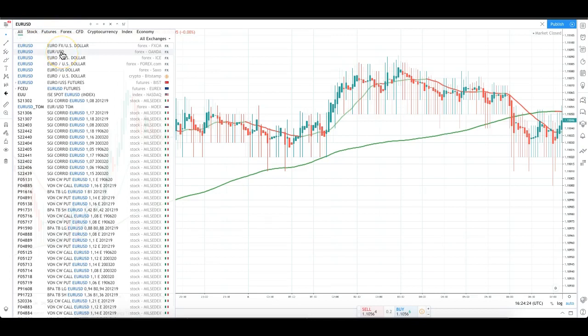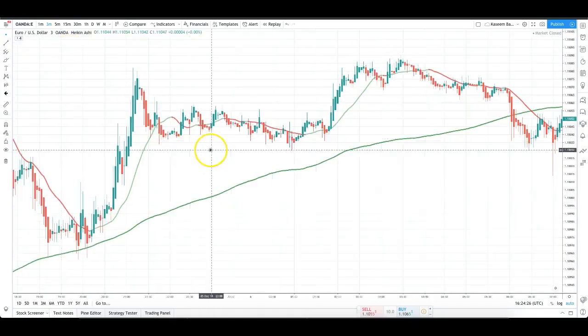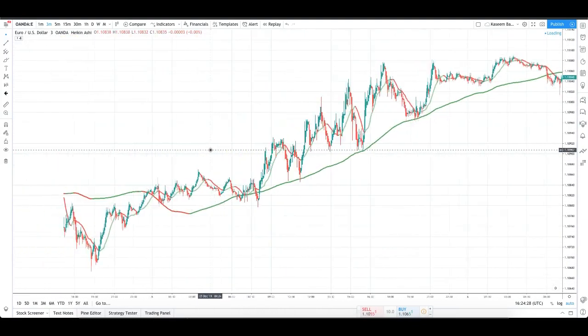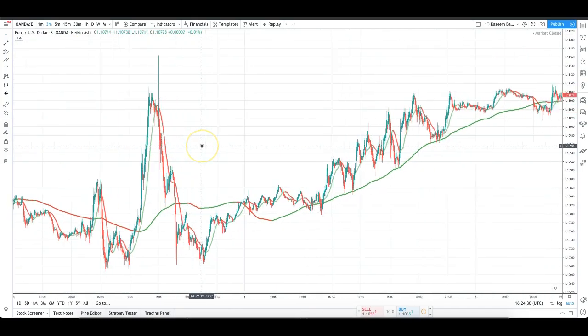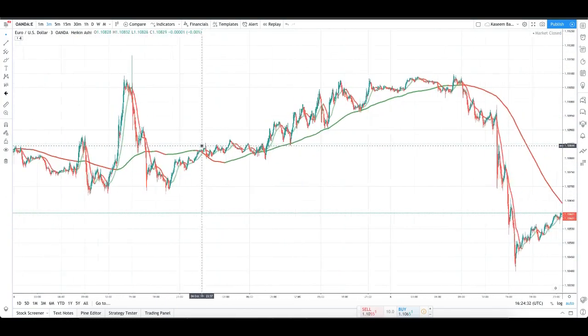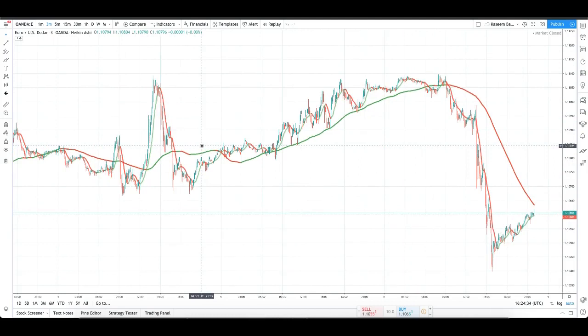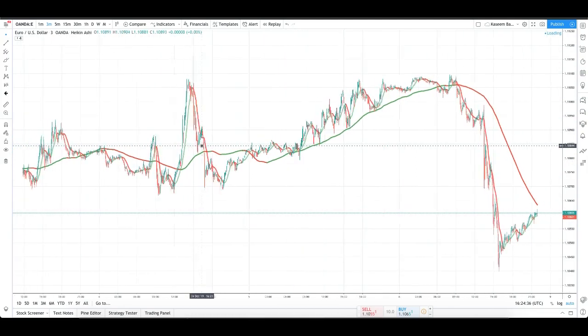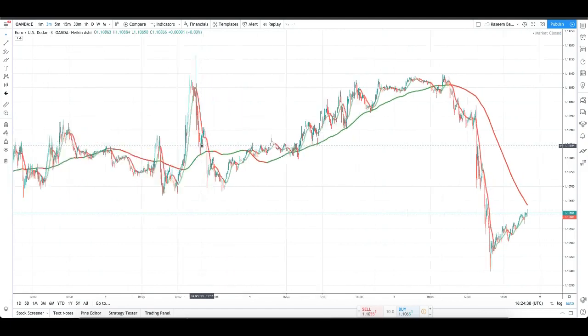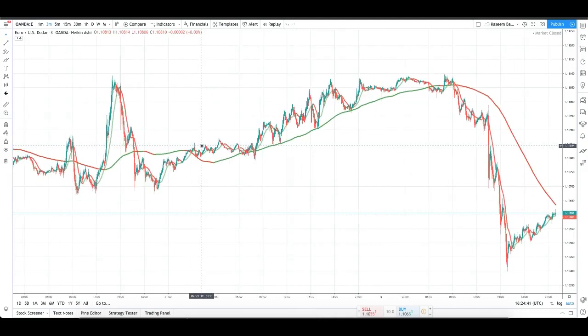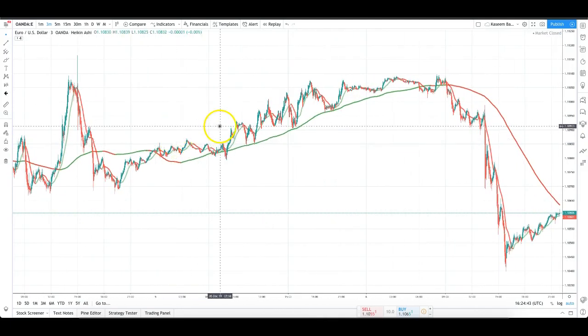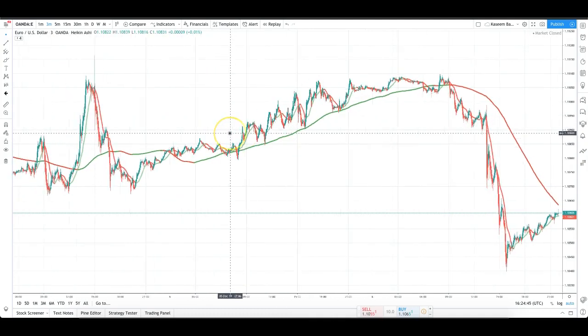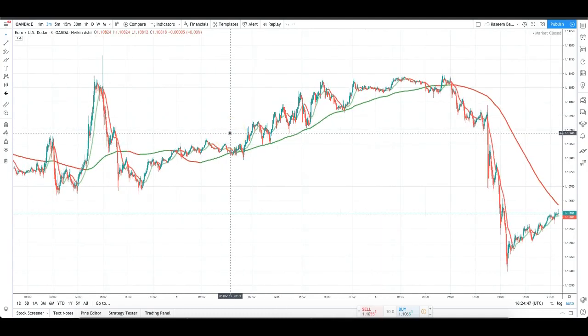I think I want to use this one. Okay. So the same thing with Forex. And as you know, with Forex, price moves really, really fast. So this is why a system like this is absolutely important.